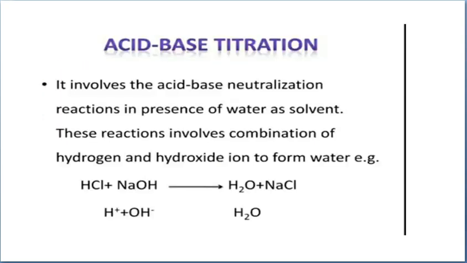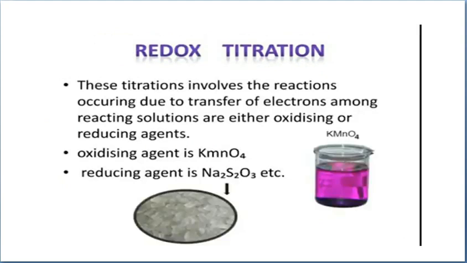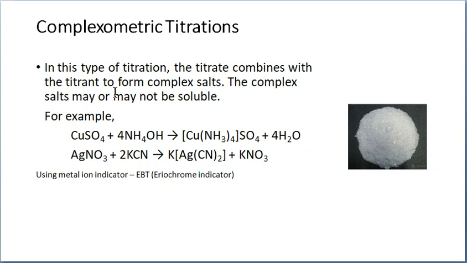In acid base titration, we are using phenolphthalein or methyl red or methyl orange as an indicator. In redox titration, we are not using any indicator. There the KMnO4, potassium permanganate itself will act as an indicator. So the KMnO4 is known as self indicator. But in complexometric titration, we are using the metal ion indicator. The example for metal ion indicator is EBT, Eriochrome Black T indicator.